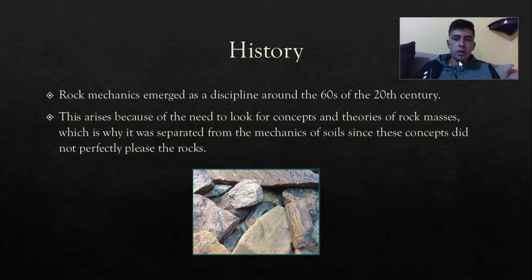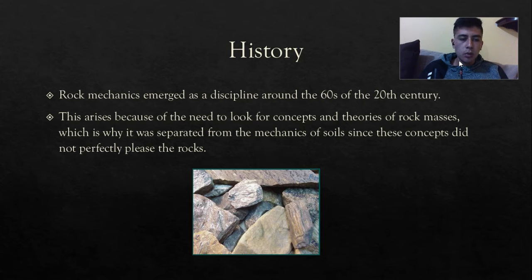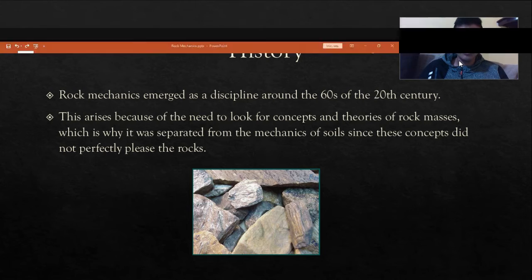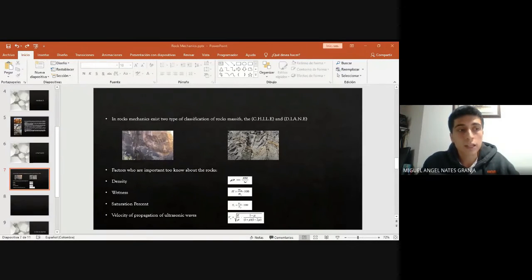History. Rock mechanics emerged as a discipline around the middle of the 20th century. This arose because of the need to look for concepts and theories of rock mechanics, which is why it was separated from soil mechanics, since that concept did not perfectly suit rock. As my mate said, rock mechanics was founded in 1950 to differentiate between rock masses and soils. That's because rock mechanics and soil mechanics have different physical behaviors.